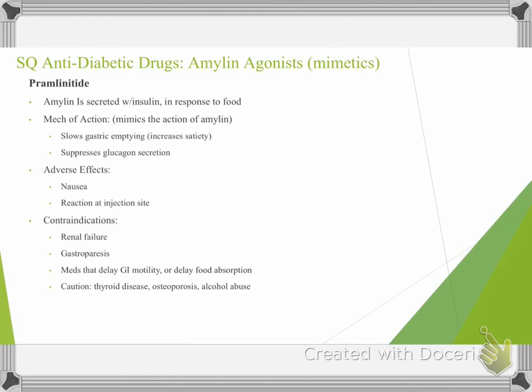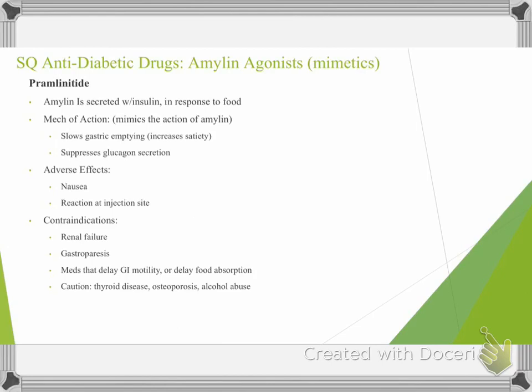Amylin agonists, these are mimetics, which means they mimic something. So amylin is secreted by the beta cell along with insulin in response to food. So it's designed to decrease the spike in glucose after eating. The mechanism of action, it mimics the action of amylin, which is released by the beta cell with insulin to help insulin basically do its job.